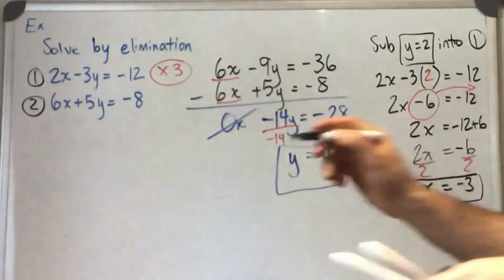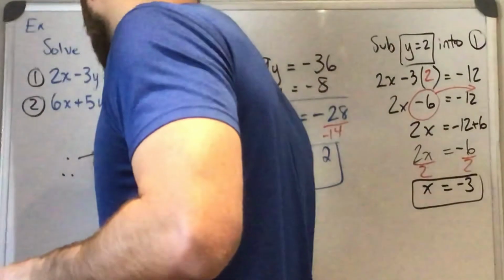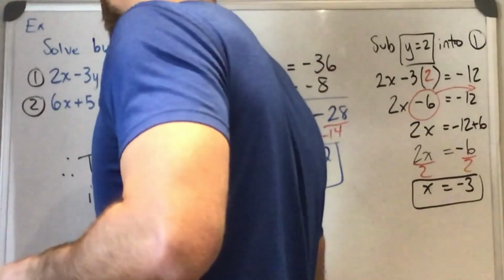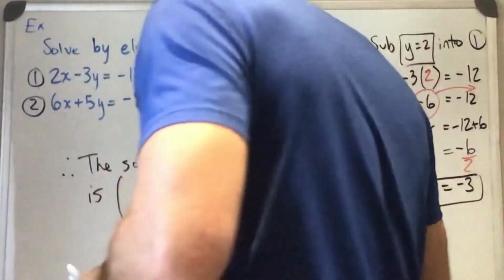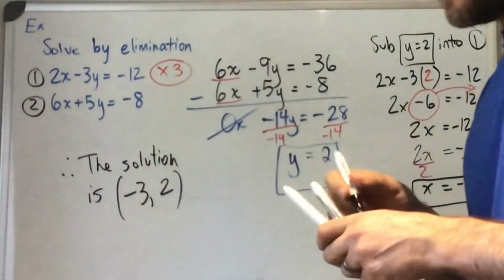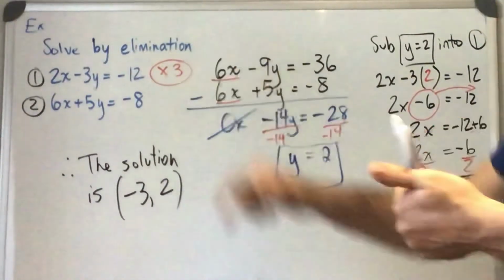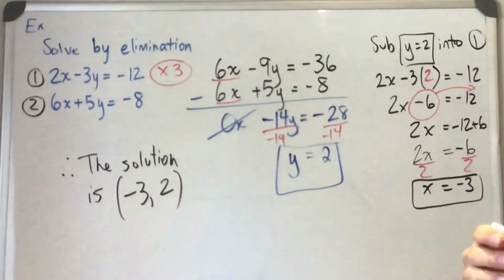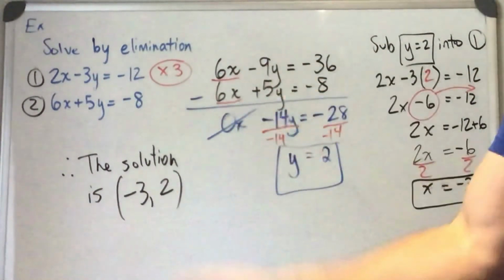All right, so what have we found? The solution is negative 3 and 2. If we were to graph these two lines, that's the exact point where they would cross. So here's our third method, elimination.